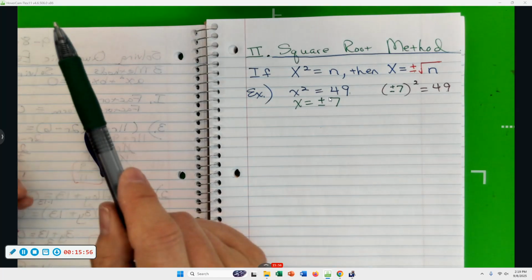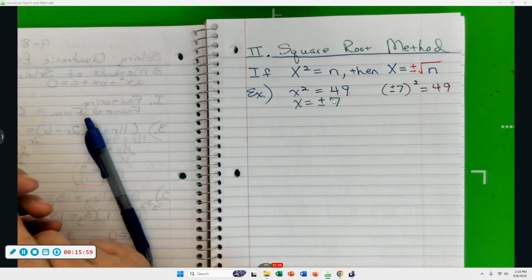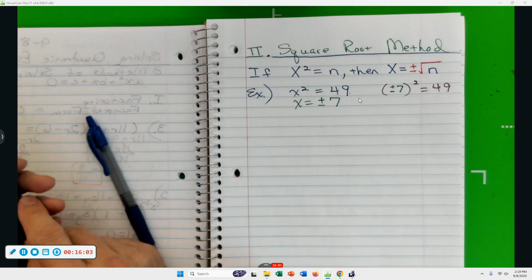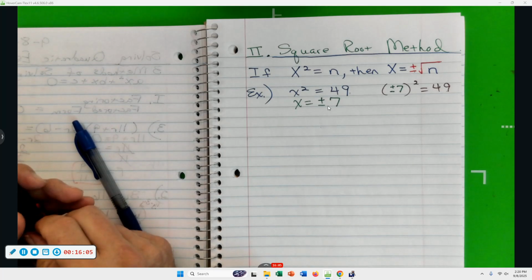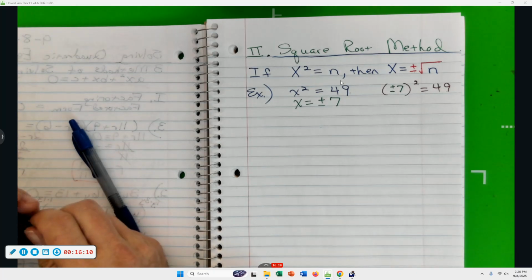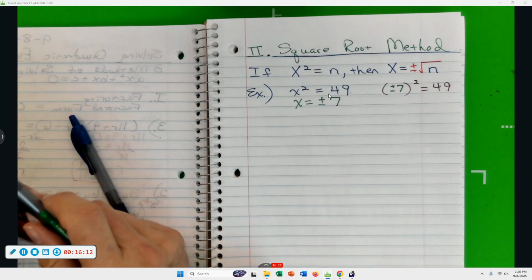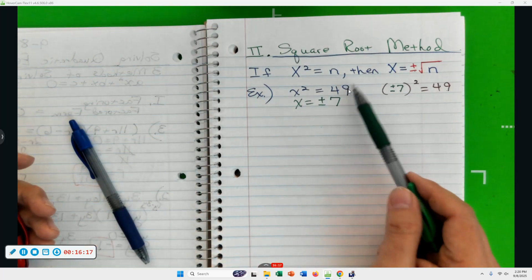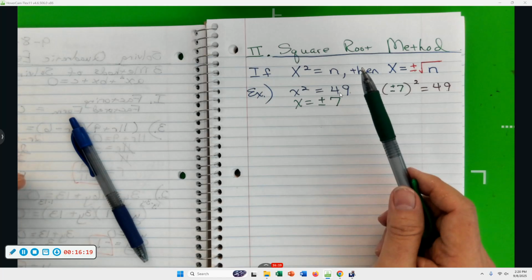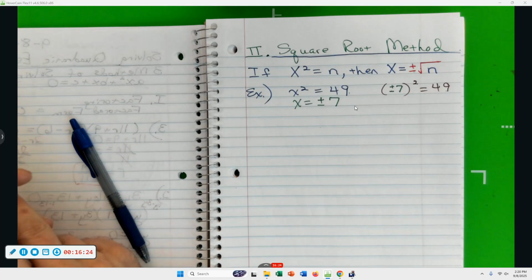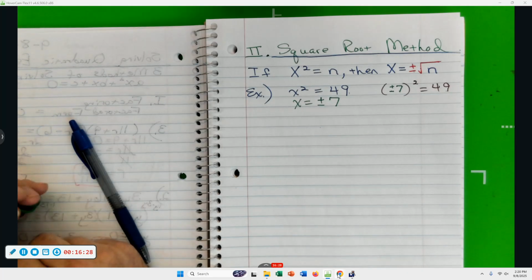Question? What you're saying is that the x squared equals 49 could be either a positive 7 or a negative 7. That's right, because positive 7 times positive 7 gives you 49. Negative 7 times negative 7 still gives you a positive 49, because negative times negative is always positive. And with that in mind, let's look at number 4.